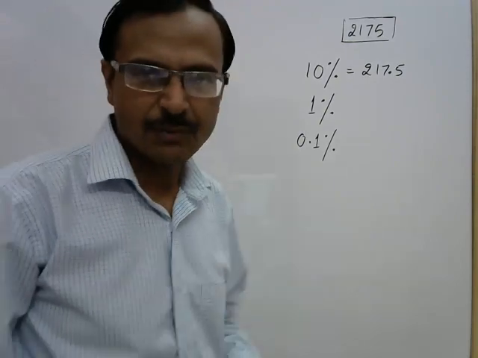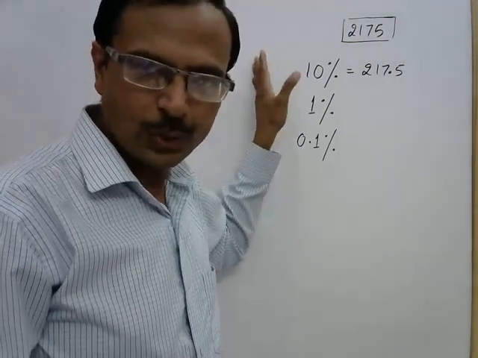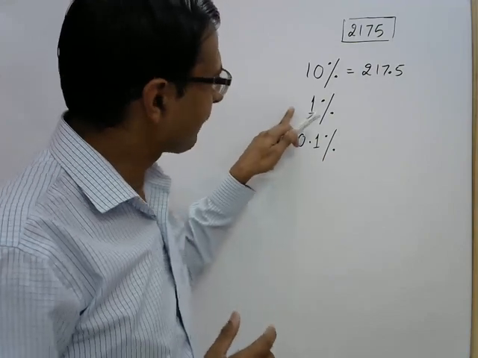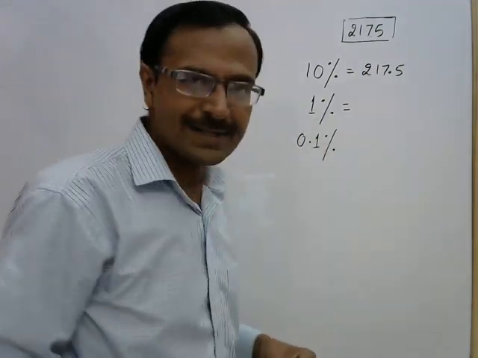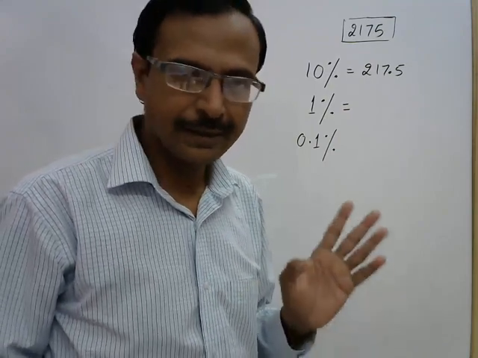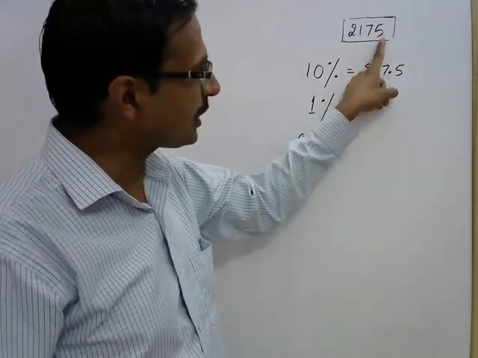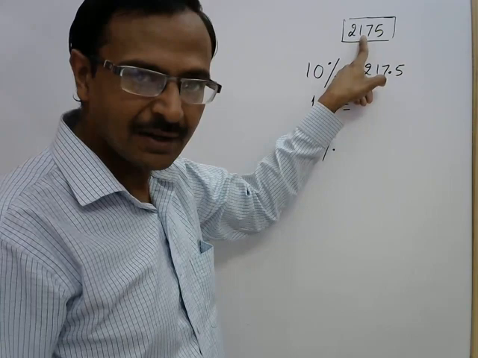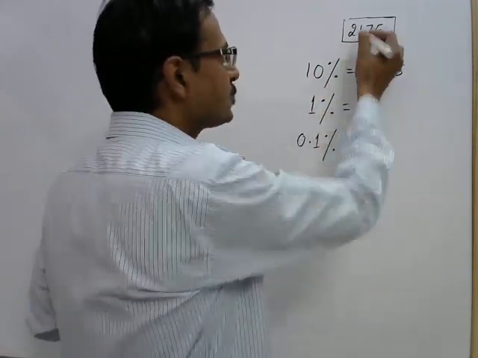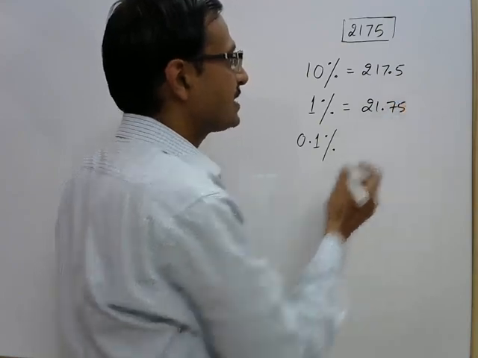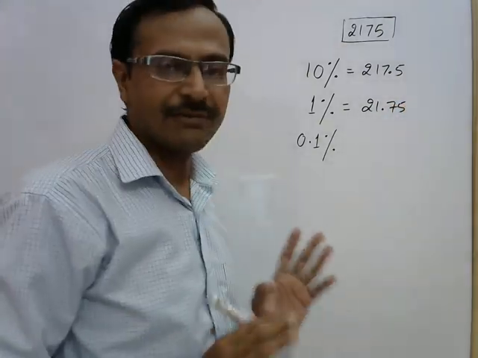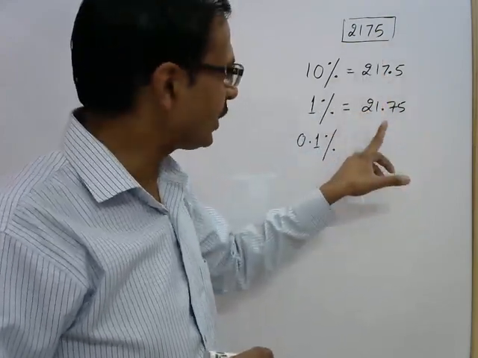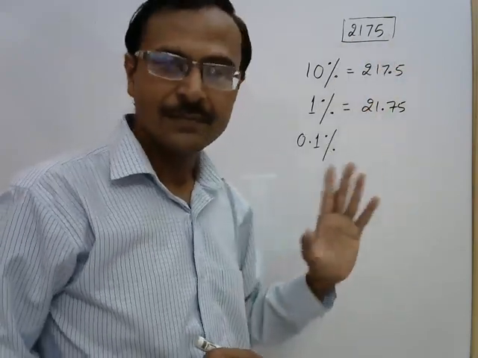Now come to the concept of 1%. Once you know 10%, then you can very easily guess what is 1%. For 1%, just put a decimal two digits from the right side. If you count two digits from the right side, 5, 7, then you will come in between 1 and 7. If you put a decimal here, then it becomes 21.75. Now this is 1% of 2175. So if you put a decimal one digit from the right side, then it is 10%. If you put a decimal two digits from the right side, then it is 1%.